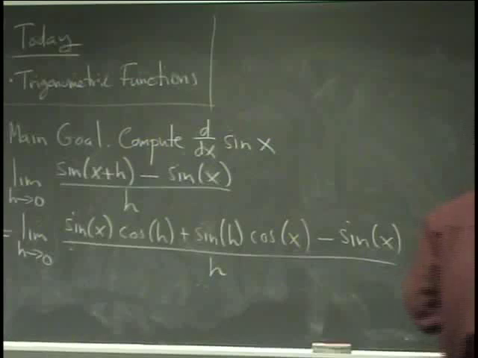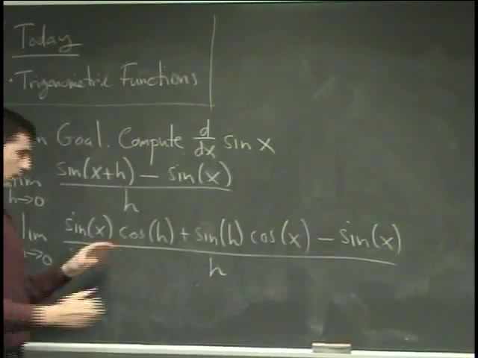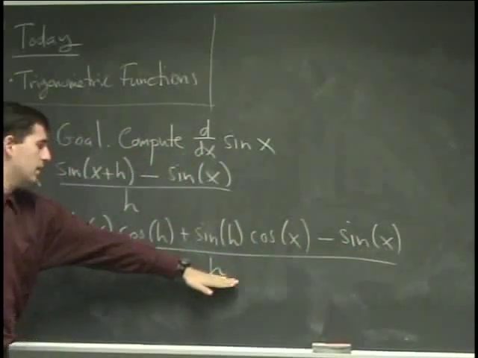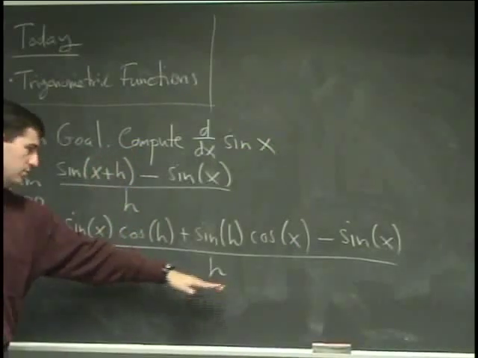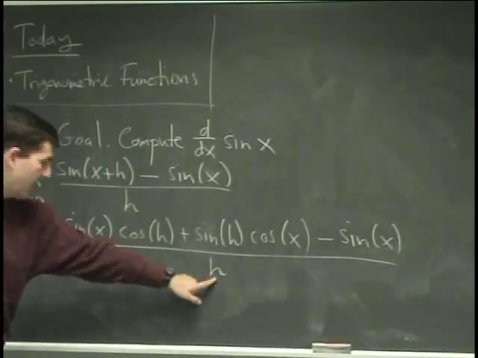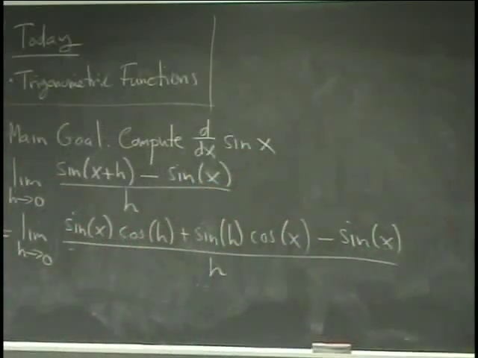And I'm going to write this over h. Okay, so I'm actually going to split this up. These two can combine. Everything is over this one h. So I'm going to split this up into two fractions, both over h. And then the second one is just this term remaining. I'm going to write it like this.